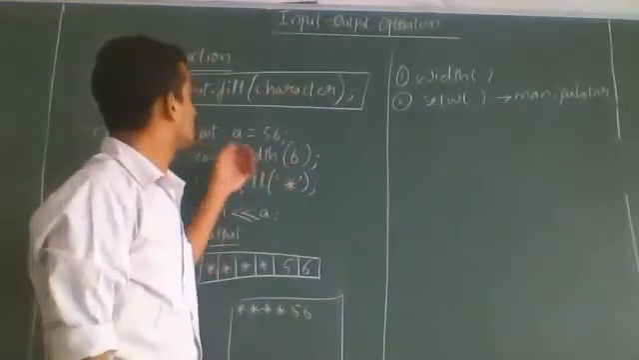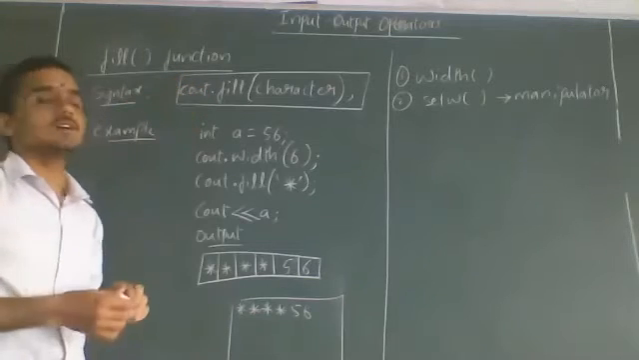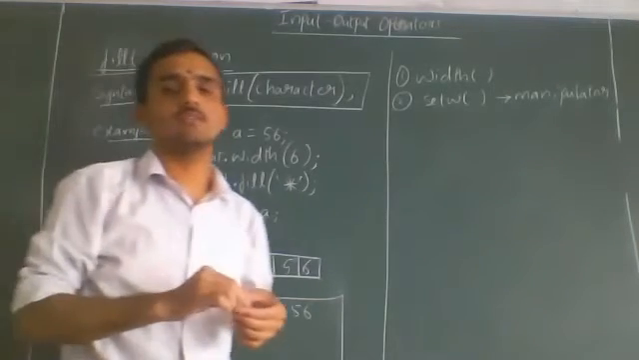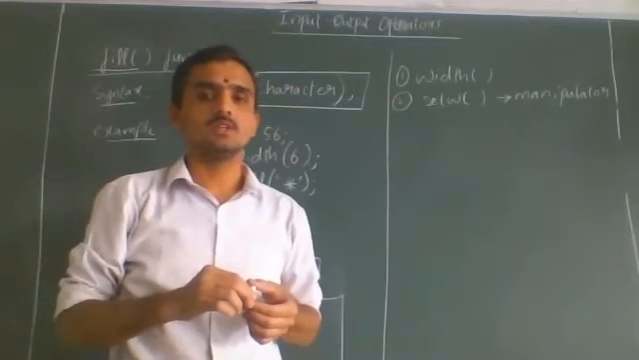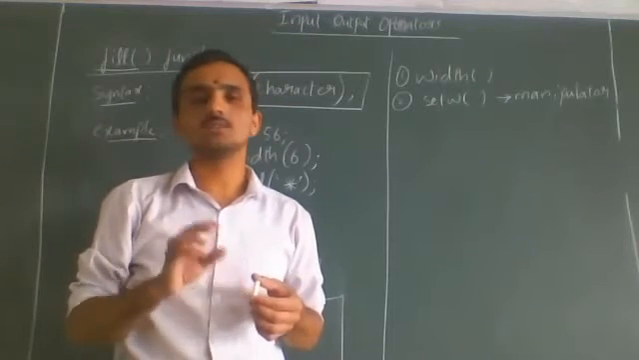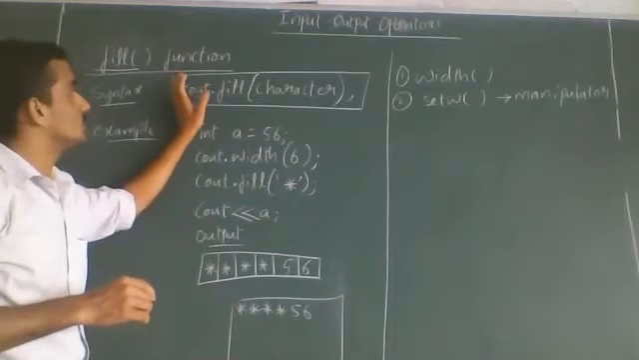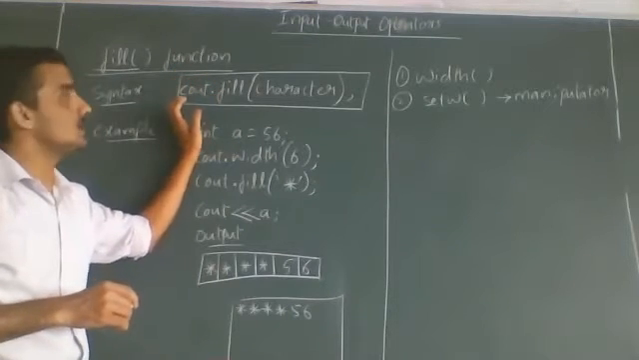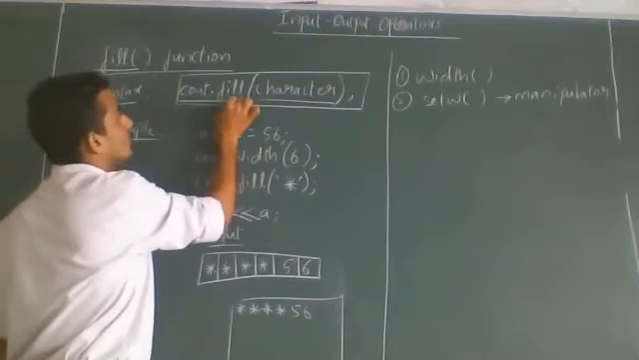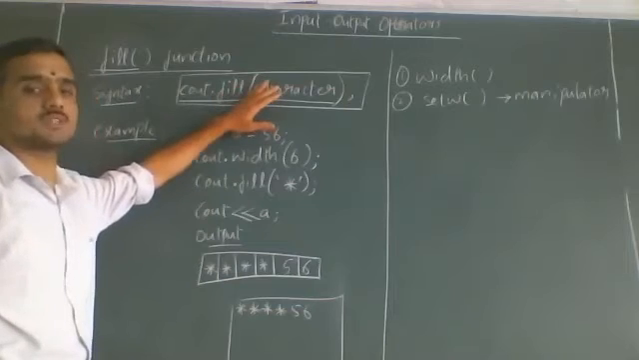Now the third function we are using here is the fill function. The name itself tells us: fill. When we say fill the water, fill means there will be some space in which we have to put something. That is called fill. So the fill function will fill the empty spaces with some character. Look at the syntax: cout dot fill of character. It will fill the empty spaces with a character.